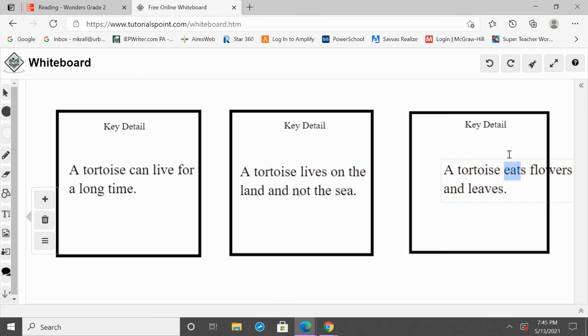If you had that for your key detail, awesome job. If you want to go ahead and write that under the detail that you had, that would be awesome as well. So go ahead, and if you need to add that detail, go ahead and pause me and then unpause me when you're ready.